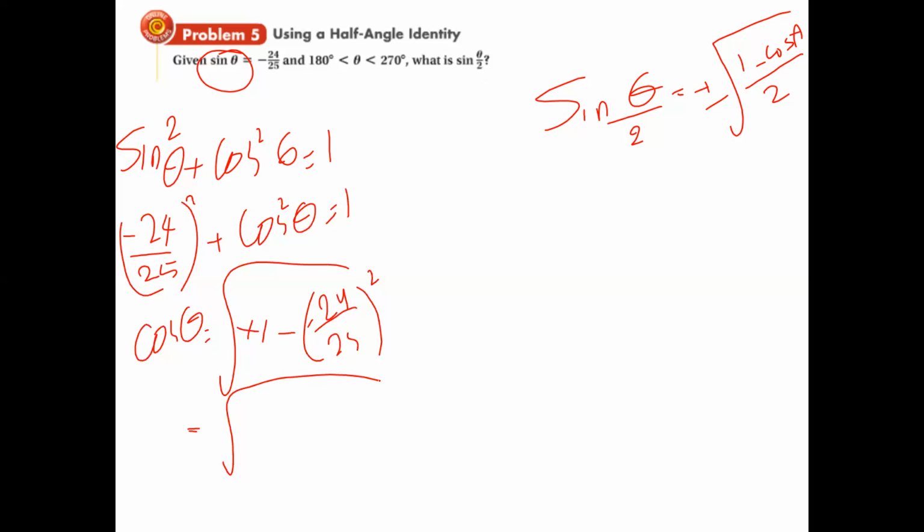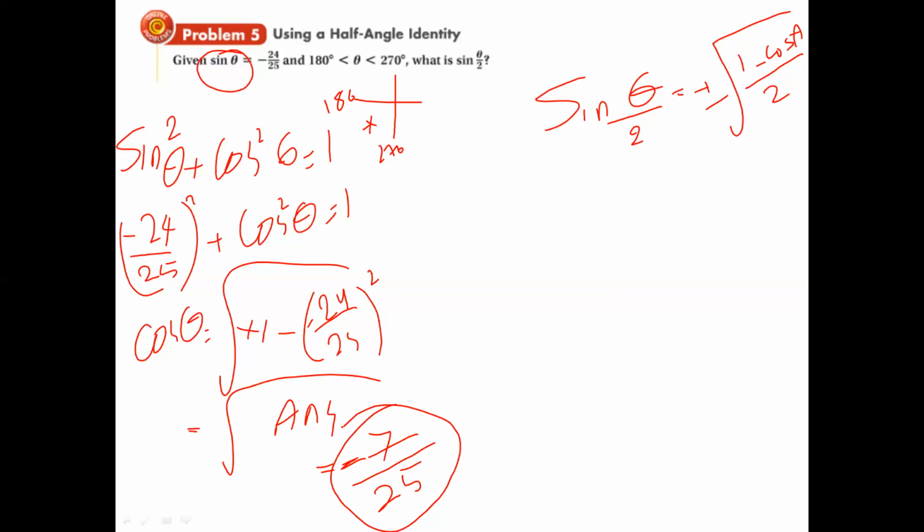It is 7 over... the square root of the answer, it will be 7 over 25. Now positive or negative? Since I am in the quadrant between 180 and 270, I am in quadrant 3, so the cosine also is negative. So it is negative 7 over 25. Okay, now I want to find sine of theta over 2.